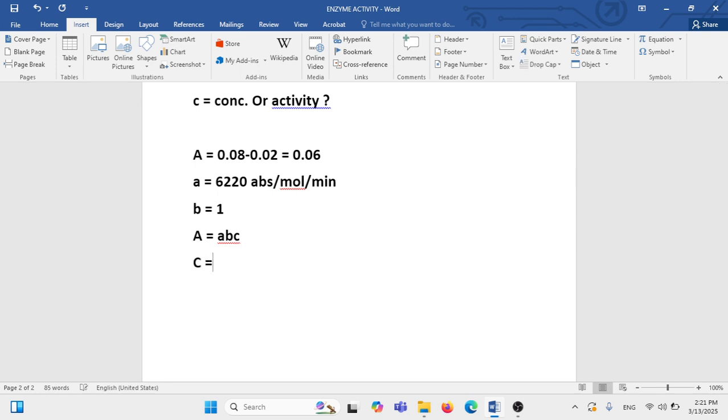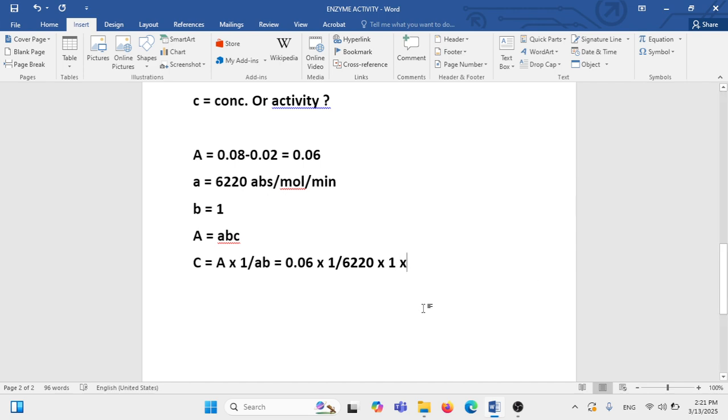A equals ABC. Now C is unknown, so we have to calculate C. So C equals big A multiplied by 1 divided by AB. By simple multiplication, big A is the change in absorbance, here 0.06, which we have already calculated, multiplied by 1 divided by the small a, the molar absorptivity 6220, and the path of light, which is 1 multiplied by 1.